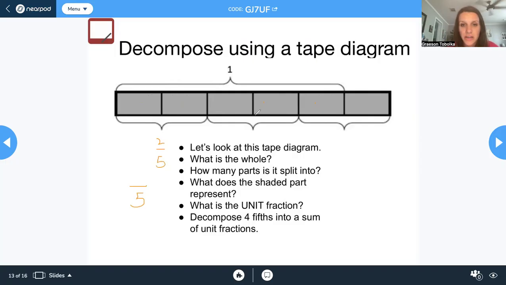Again, we have 1 and 2, which makes 2/5. Again, 2/5. And if we add them together, that should give us how many fifths we have. Well, 2 plus 2 plus 2 is 6/5, which means we have more than one whole. We have a whole and one more. So that'd be 1 and 1/5 or 6/5.